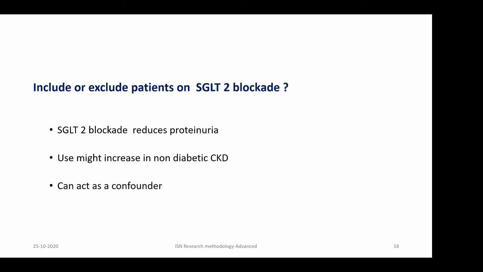For example, if your intervention arm has more SGLT2 blockade compared to the control arm, then the effect you are going to see might not be an effect of the drug you are testing, it might be an effect of SGLT2 blockade. So one way to avoid such a problem is you can keep SGLT2 blockade as a stratification variable.